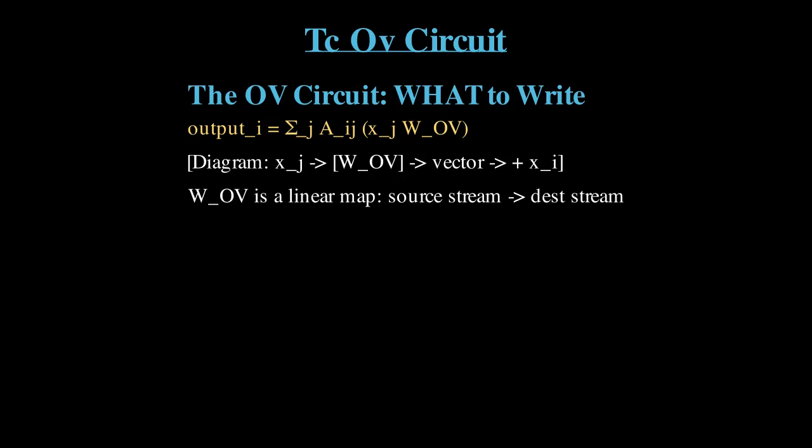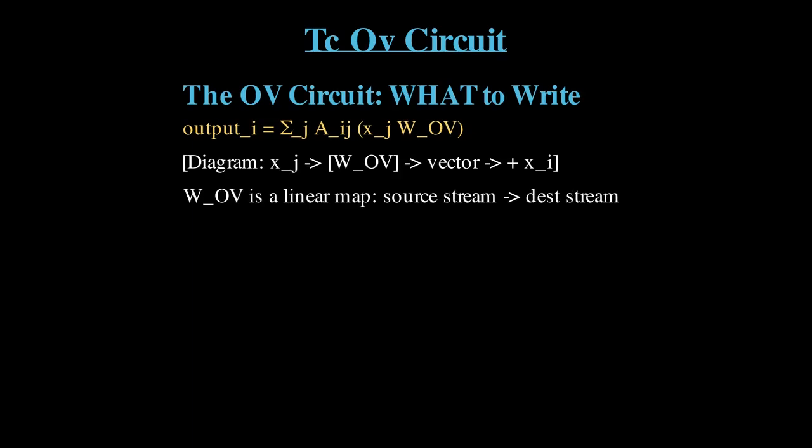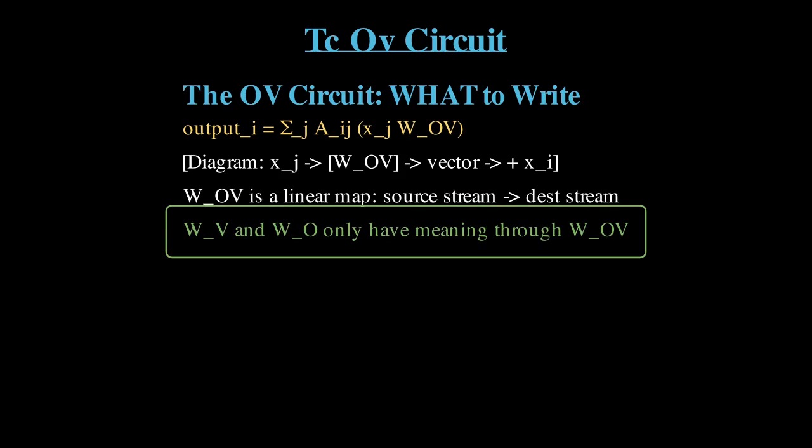And just like the QK circuit, W_OV is the only meaningful object. The individual matrices, W_V and W_O, are arbitrary. You can insert any invertible matrix and its inverse between them, and the product W_OV remains the same. Putting this all together reveals a beautifully simple structure.